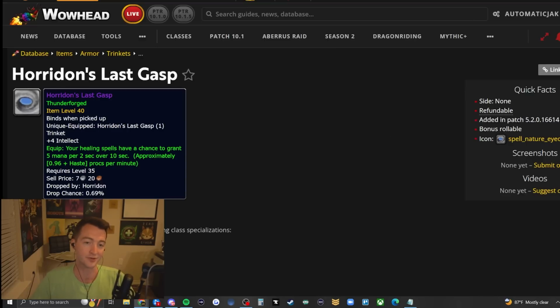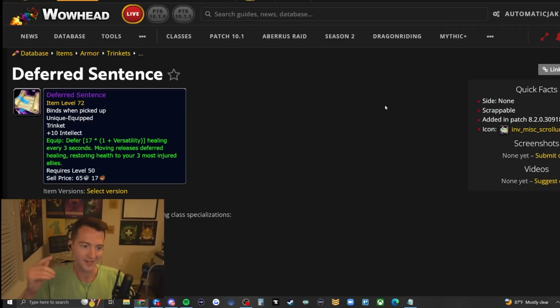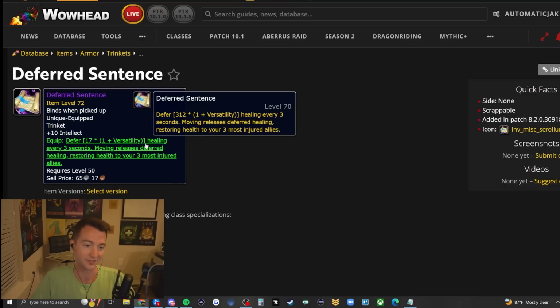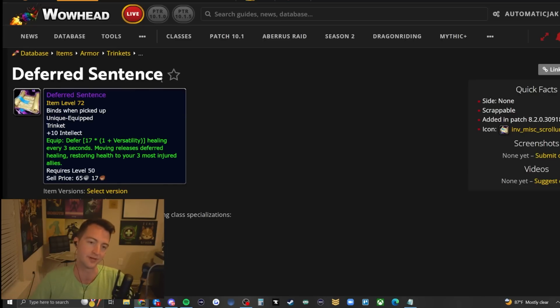Another thing I like is trinkets that allow you to choose when you want to use them. And these are our last three. Deferred Sentence was from Eternal Palace, as that was also a BFA trinket. Whenever you're standing still, you are deferring healing every 3 seconds, and moving is then releasing that deferred healing. So you would naturally store healing, and then when you moved, you'd be able to put out that output.